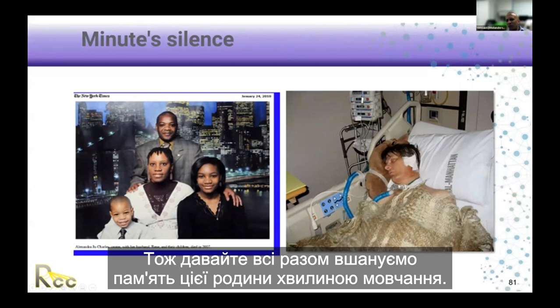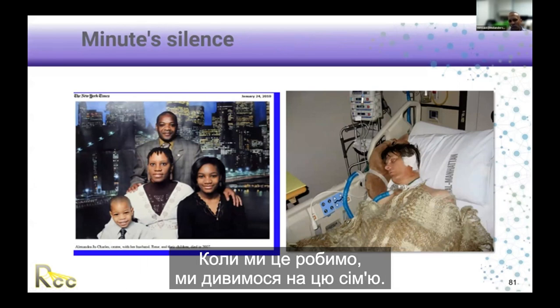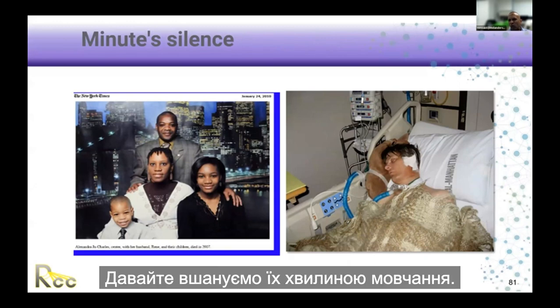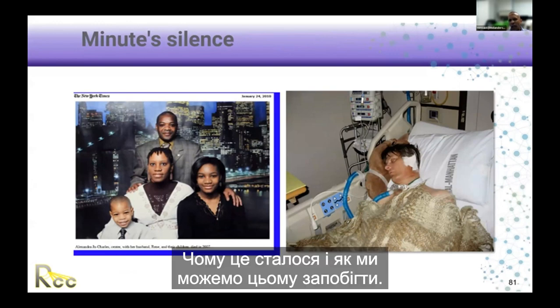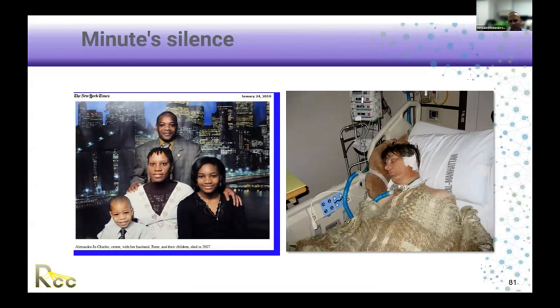So let's take a minute of silence. All of us, when we look at this family, they have loved ones. When we do that, let's reflect and contemplate why this happened, and how we are going to prevent it. All right, let's take a minute, please. Thank you.